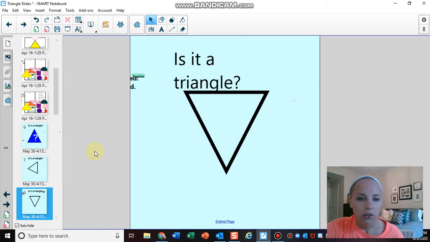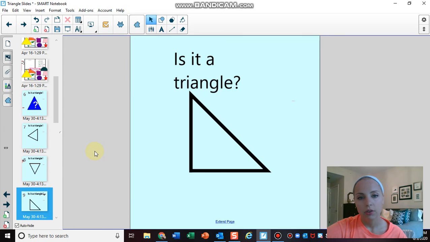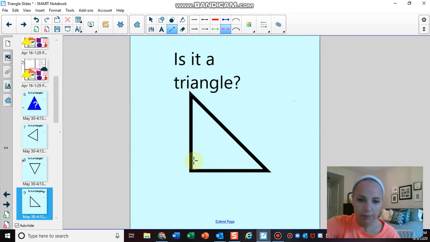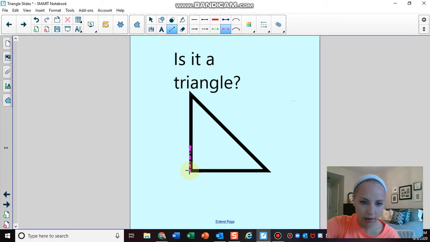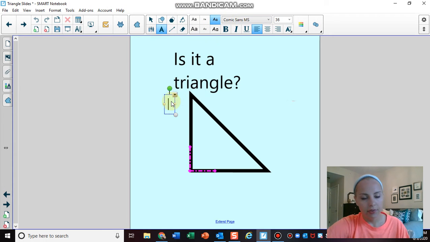Is it a triangle? Yes or no? Yes, it is, because there are three sides and three angles. Now, let's talk about what type of triangle this is. If we put our pink in the corner, we can see that this angle is perfectly square, which means that this is a right triangle. It's called a right triangle because of the right angle that it has.